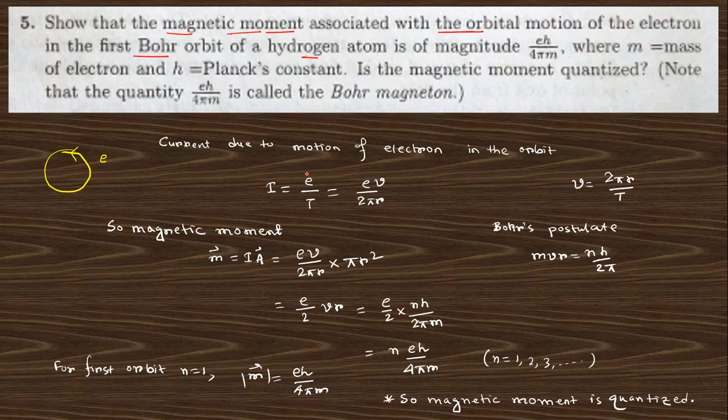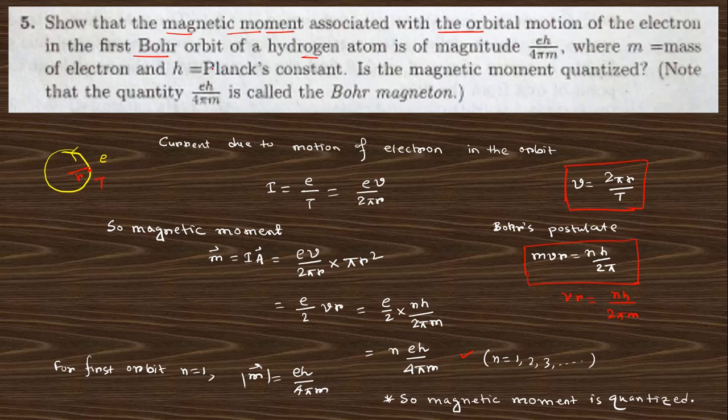The charge is e, the charge of the electron, and T means the time period, the total time to revolve along this path. And the velocity is nothing but 2 pi r by T, so from there we get the value of T. And you know from Bohr's postulate that mvr equals nh by 2 pi. So the magnetic moment is IA, where I is ev by 2 pi r, and the area is pi r square. So this is vr, and from here vr is nothing but nh by 2 pi m. Put this value in, and you will get this expression.